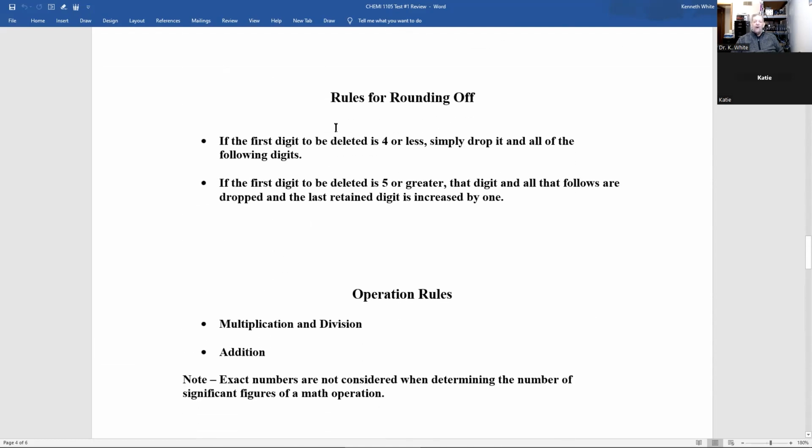Next, rounding off. If the first digit to be deleted after the number of significant figures you want to keep is 4 or less, simply drop that and all the following digits. If the first digit to be deleted is 5 or greater, then that digit and all that follow are dropped, and the last remaining digit is increased by 1.